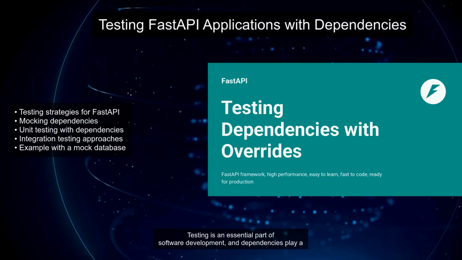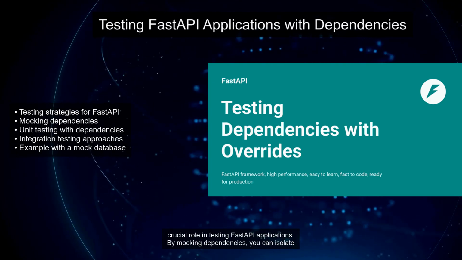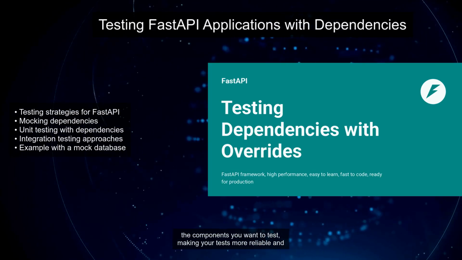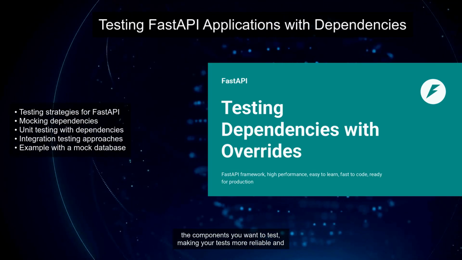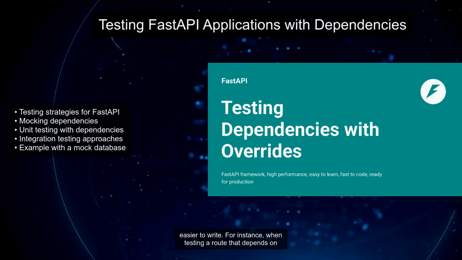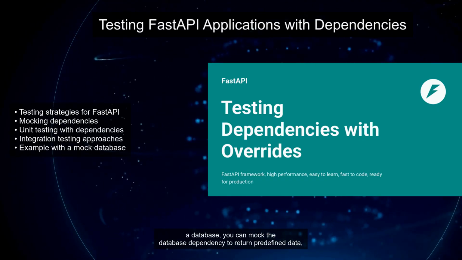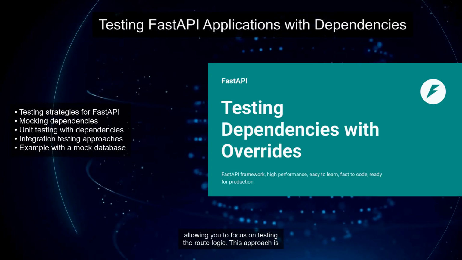Testing is an essential part of software development, and dependencies play a crucial role in testing FastAPI applications. By mocking dependencies, you can isolate the components you want to test, making your tests more reliable and easier to write. For instance, when testing a route that depends on a database, you can mock the database dependency to return predefined data, allowing you to focus on testing the route logic.